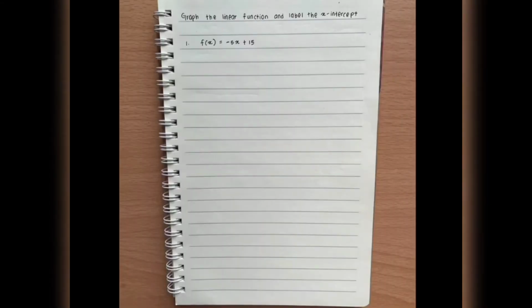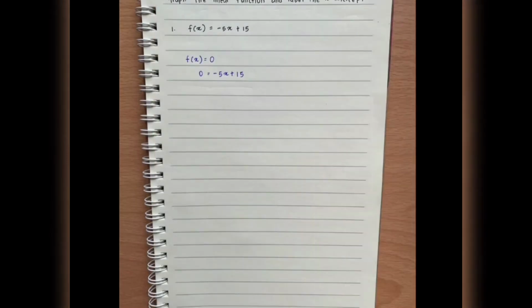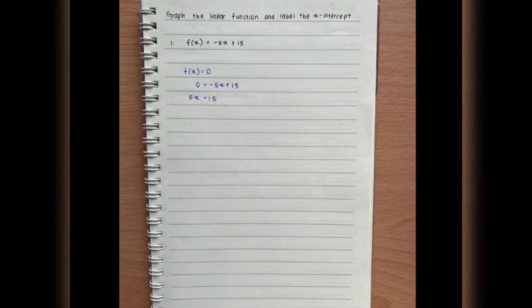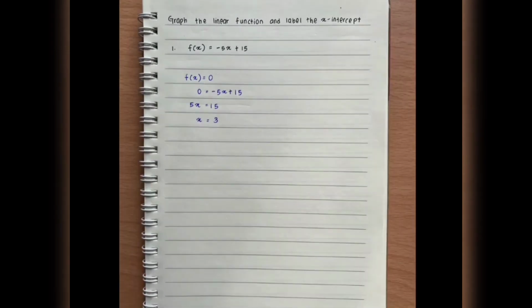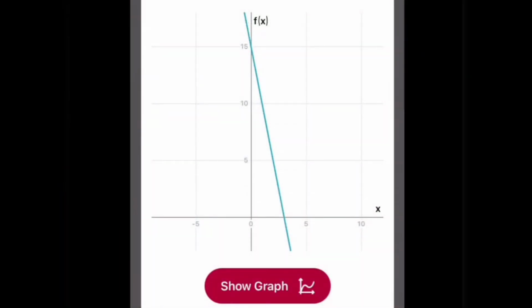Let's see example 1. Question number 1. f(x) equal to negative 5x plus 15. Firstly, to find x-intercept, substitute f(x) equal to 0. Next, move the variable to the left-hand side and change its sign. Then, divide both sides of the equation by 5. So, value for x is 3. This is the graph for this equation.